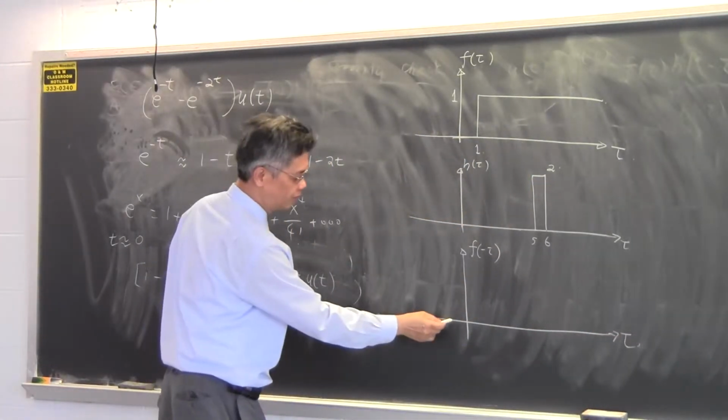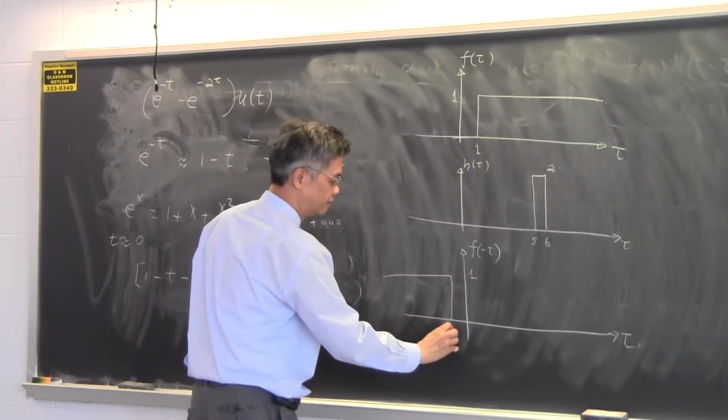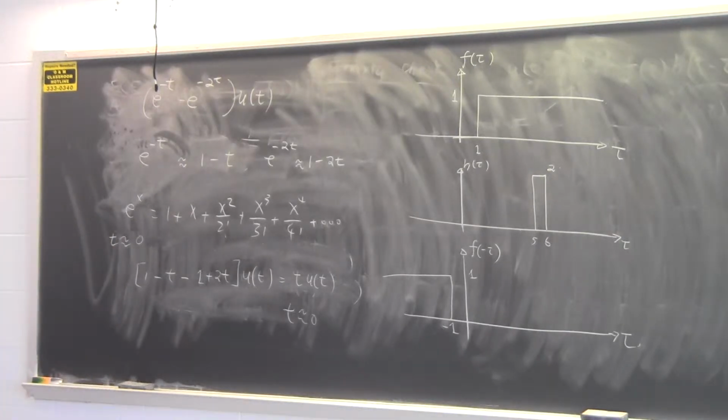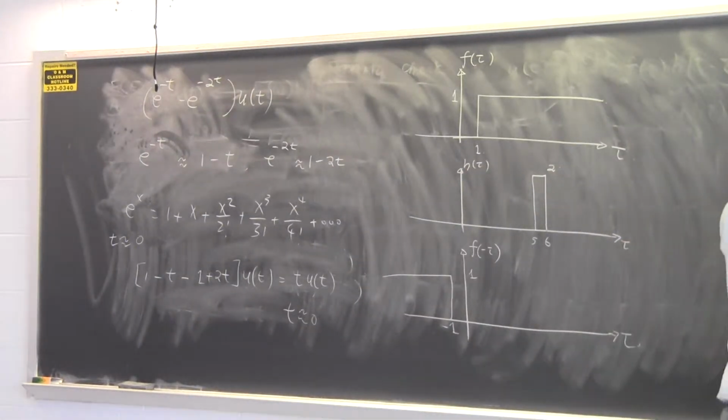Okay, if you flip this one, it flips over something like this. It becomes 1. This is minus 1. So f of tau looks something like that. And then you're supposed to make the second function move with respect to time.